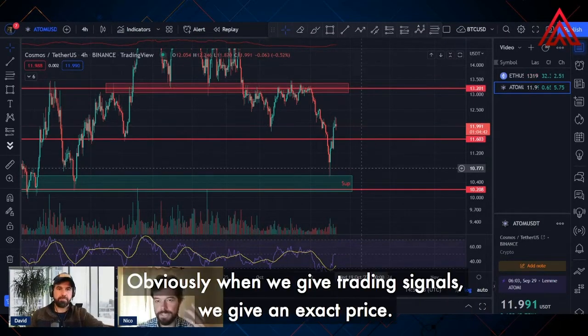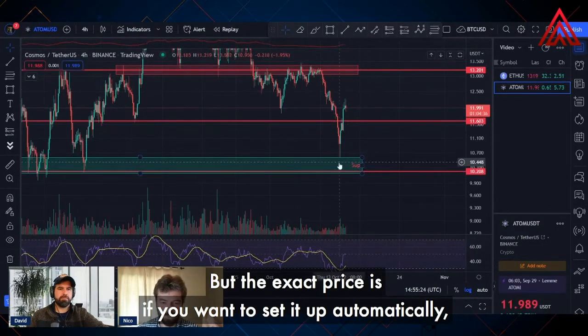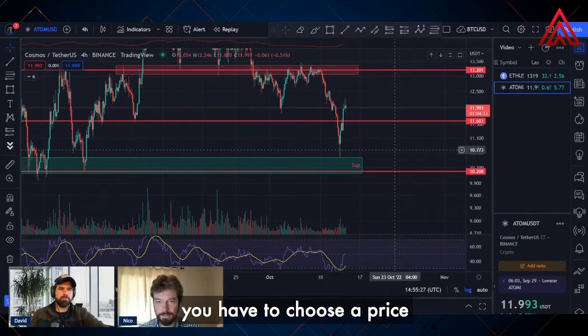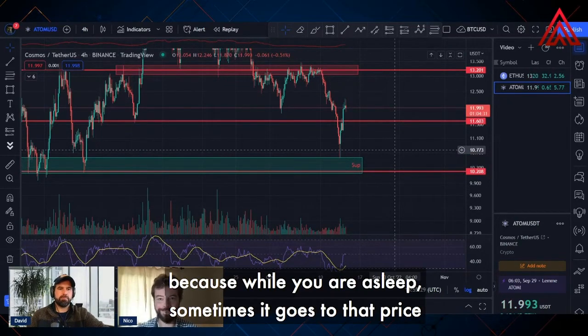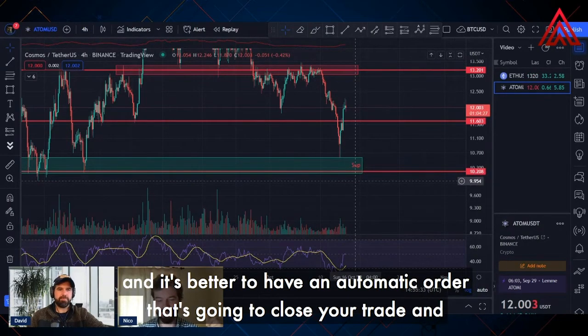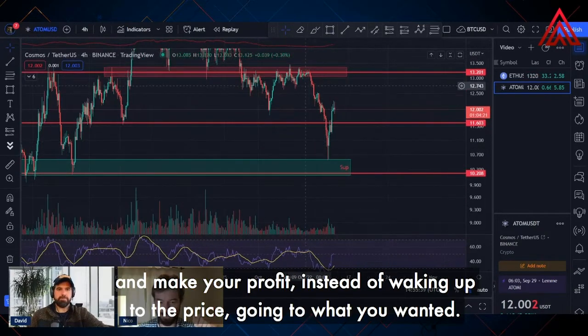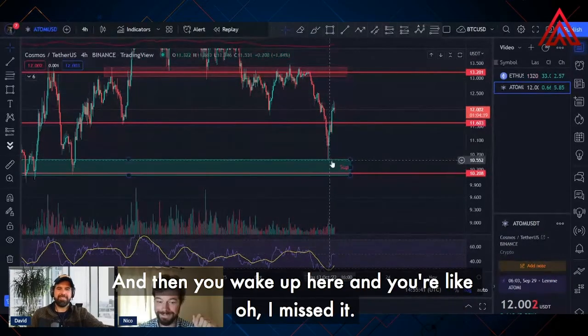Obviously, when we give trading signals, we give an exact price. But if you want to set it up automatically, you have to choose a price, because while you're asleep, sometimes it goes to that price, and it's better to have an automatic order that's going to close your trade and make you profit, instead of waking up to the price having gone where you wanted and thinking, oh, missed it.